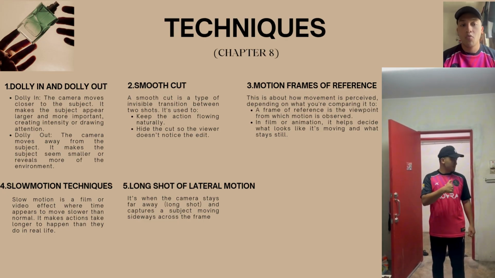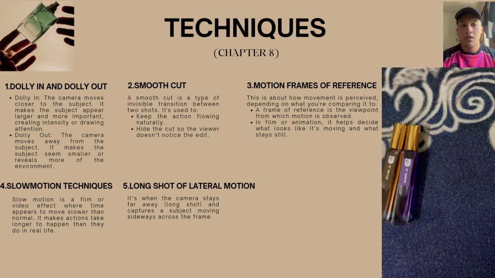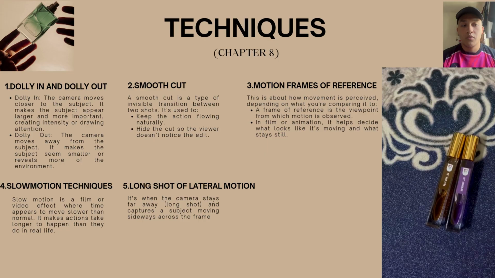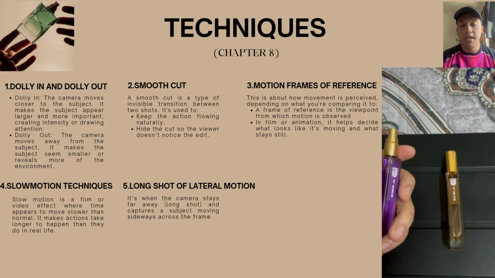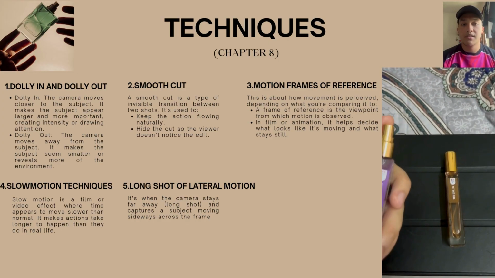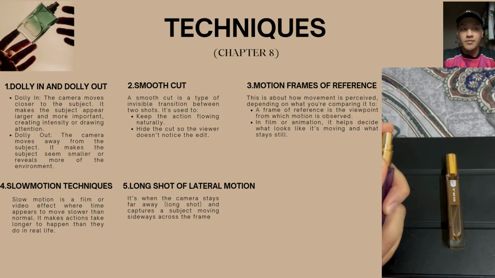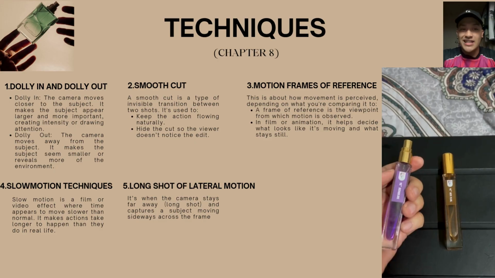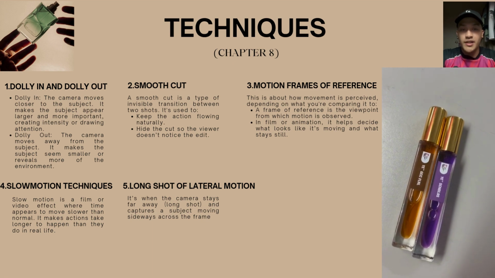And lastly, we use the motion frames of reference technique. The meaning of motion frames of reference is how movement is perceived. We use this technique in our video where only the camera moves while the object, the perfume, remains stationary. Next, we use the slow motion technique. Slow motion is a film or video effect where time appears to move slower than normal. It makes actions take longer to happen than they do in real life. So we use this technique to focus on the perfume spray in slow motion.